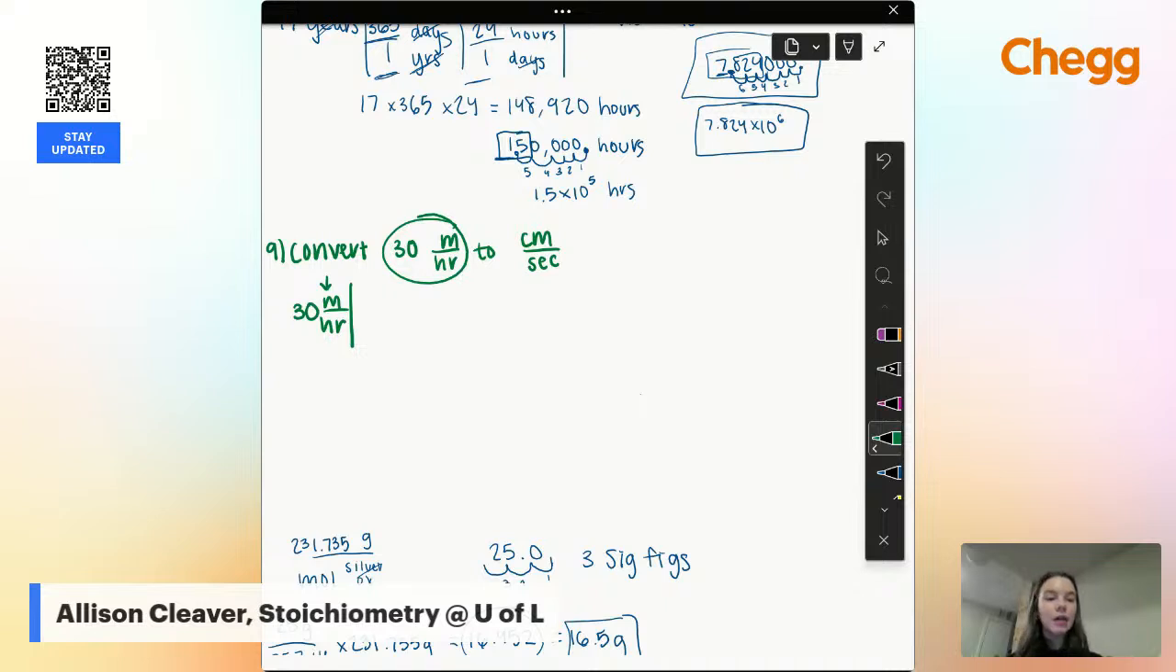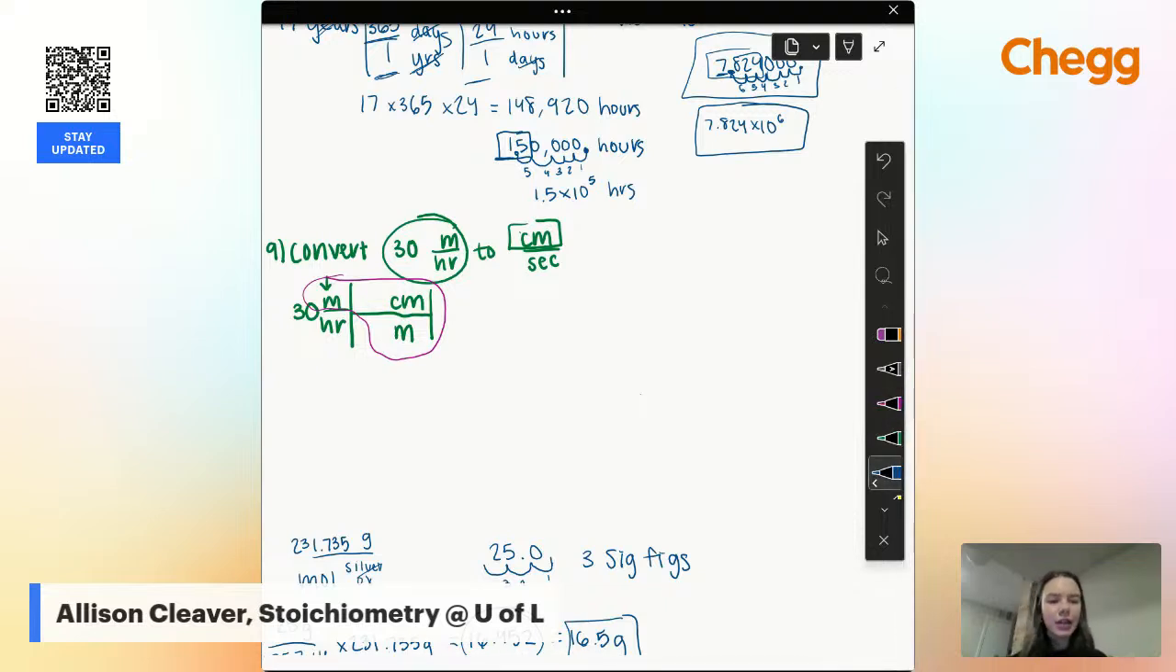So if it's on the top and I want to cancel it out, I have to put it on the bottom. So I have to put meters on the bottom, and I want to get to centimeters, and that's on the top in my final answer. So I'm going to put it on the top in here so that it'll be on the top. Now we can kind of sidetrack all of this right here and use it as one value and then focus on getting our hours to seconds in another.